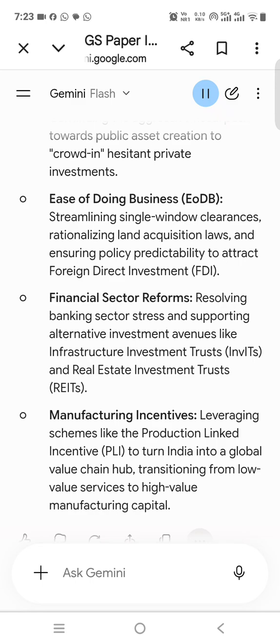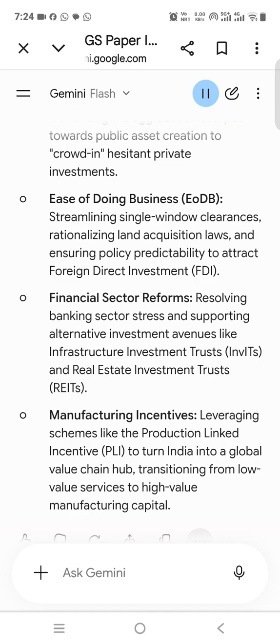Way forward, based on the Kelkar Committee recommendations, rebalancing risk, move from a one-size-fits-all model to structures like the hybrid annuity model, HAM, where the government bears the initial financial and execution risk. Strengthening institutions, set up an independent regulator and infrastructure-specific tribunals for faster dispute resolution.